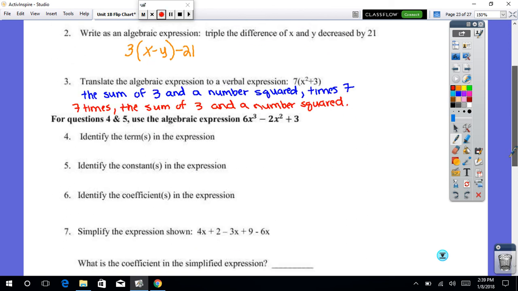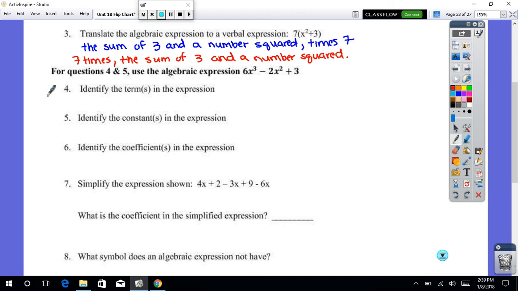All right, here's the part that we touched on for just a second in Algebra 2, but we didn't really touch on it in this college readiness unit. Real quick, identify the terms of the expression. Remember, terms are separated by pluses and minuses, so there are 3 different terms, and they are 6x cubed, negative 2x squared, and 30.